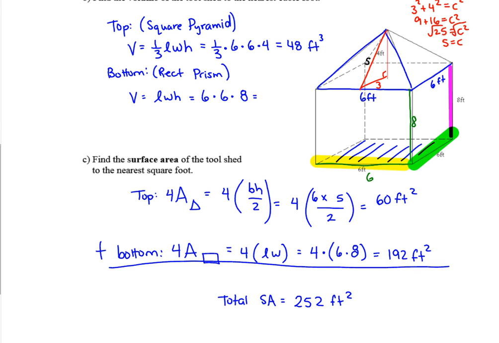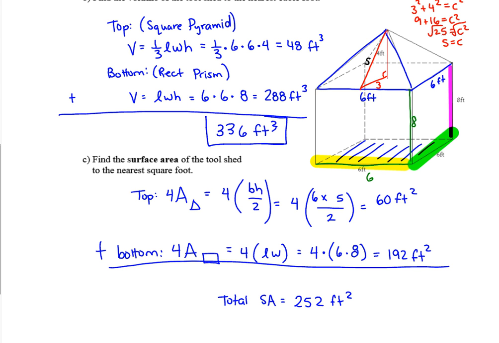Well, maybe. 6 times 6 times 8 is 288 feet cubed. And so the total, we would add those two together, and that gives me 336 feet cubed. Thank you, cubed. That would be the total volume.